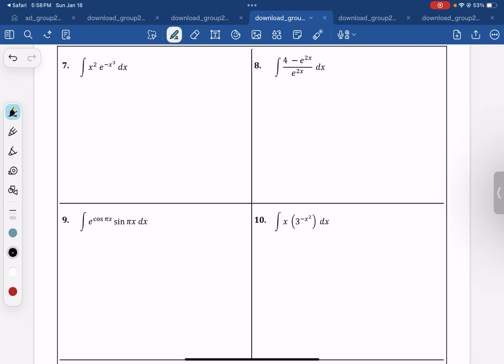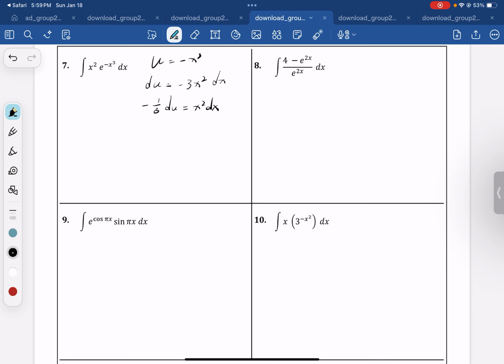indefinite integral of x squared times e raised to the power of negative x cubed dx. For this one, we are going to use the substitution method. We set u equals negative x cubed, so du equals negative 3x squared dx. Then we move negative 3 to the du side. What we got is negative du over 3, negative 1/3 du equals x squared dx.